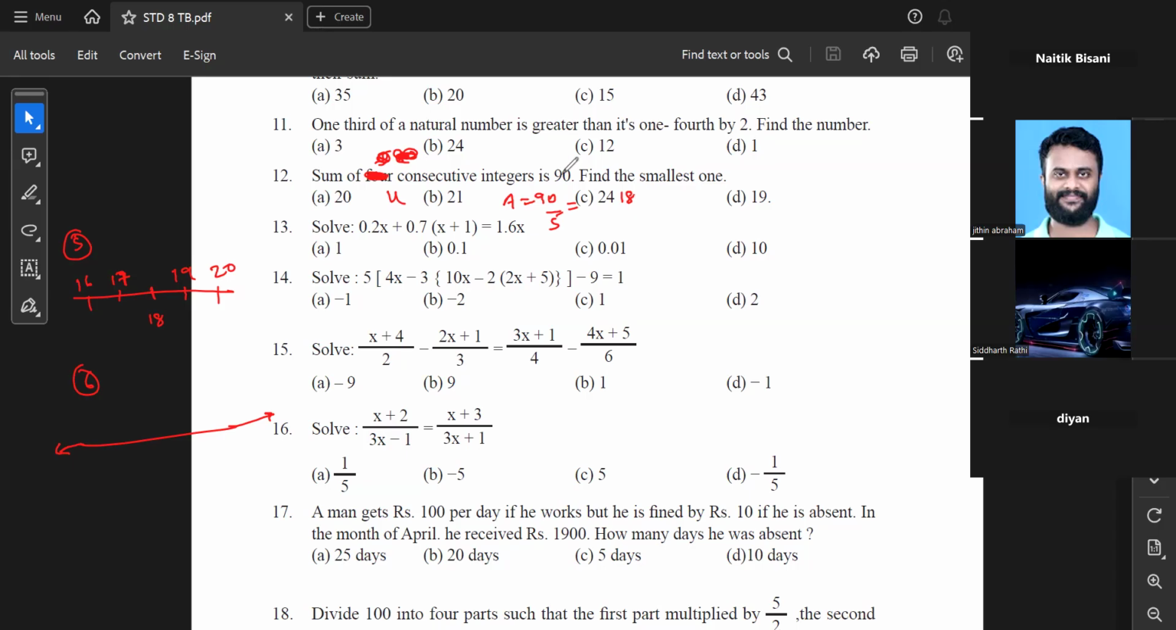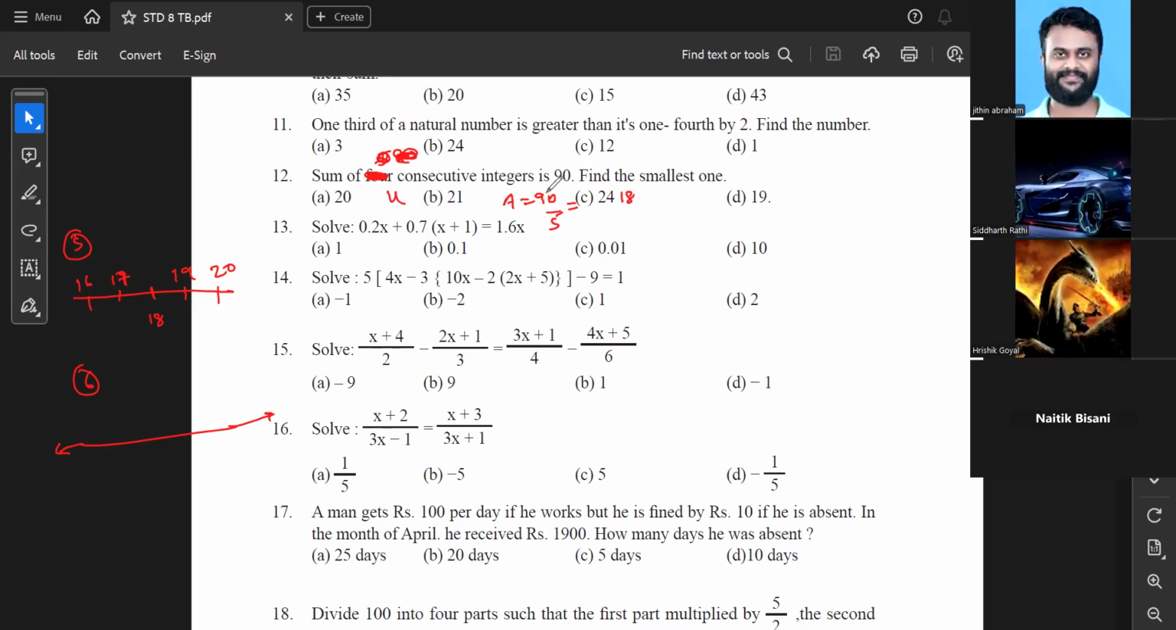Sum of four consecutive numbers is 80. Wait just a minute. Is it possible to get 80 when you add four consecutive numbers? I don't think it's possible. It's impossible. Logically सोचो ना. Is it possible? It's not possible. Let's say 18 plus 19 plus 20 plus 21.